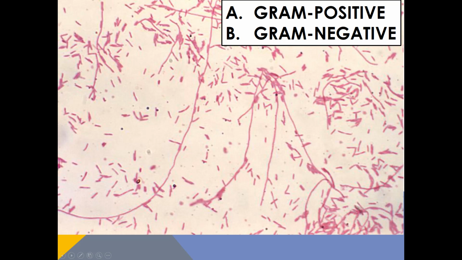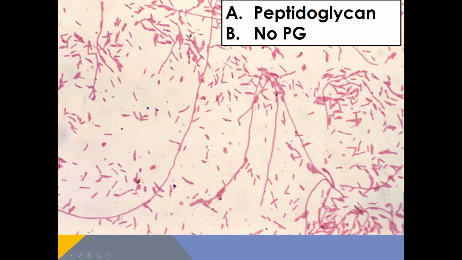This one's a little iffy. A lot of times we require students to use a Gram stain control on their slides so that you could decide if this was more pink than purple. When you stained it, you would compare it to your control. I would think that this would be a gram-negative bacterium. And so if I said it was gram-negative, does that mean that it has peptidoglycan or no peptidoglycan?